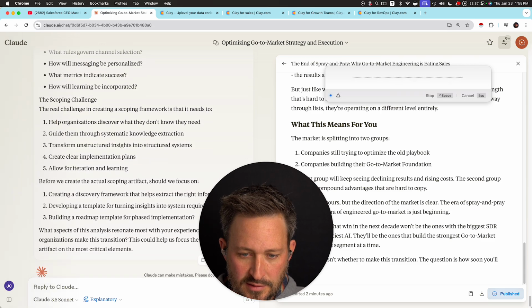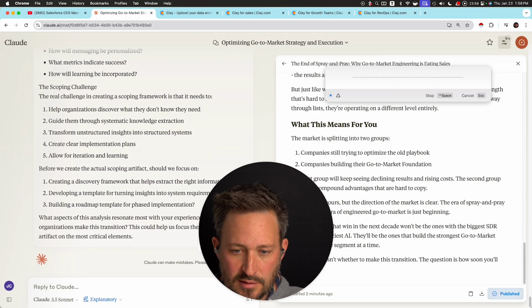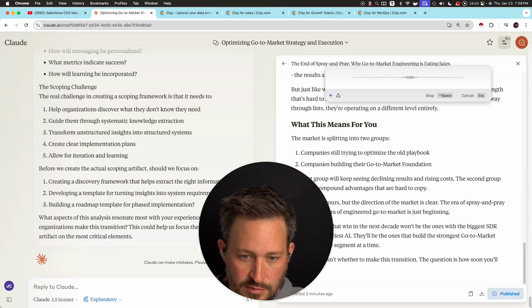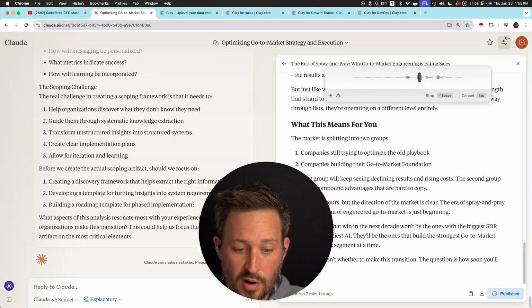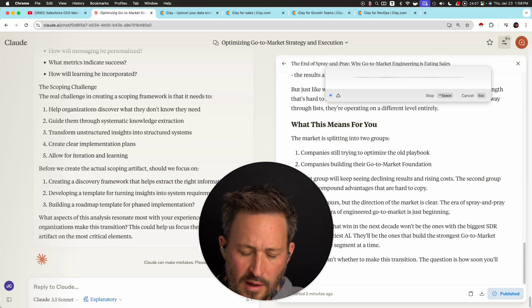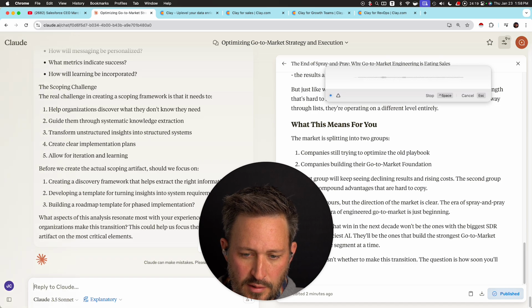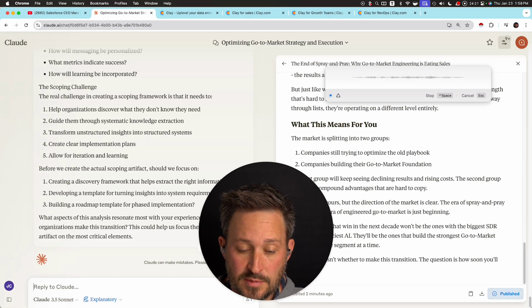And yes, there's a discovery process, and it needs to walk them through this systematic knowledge extraction. AI is going to be a big part of this too. I have a series of prompts that can help with this, but this is really good. So I think you have enough to create a discovery framework that helps extract the right information. Yes, there definitely needs to be a discovery framework. So how do you extract the right information?